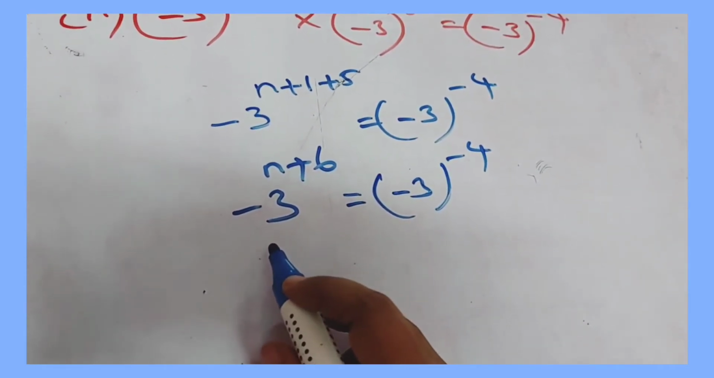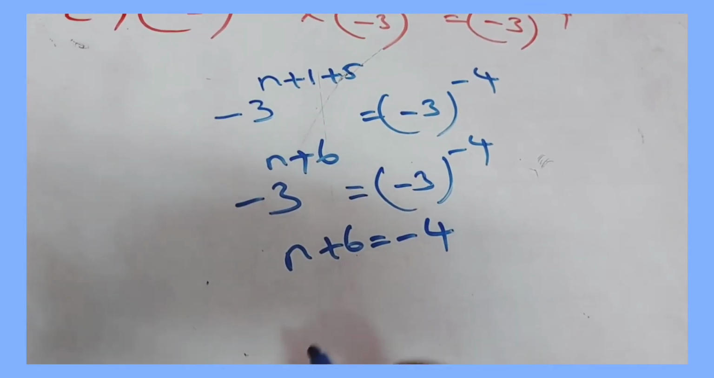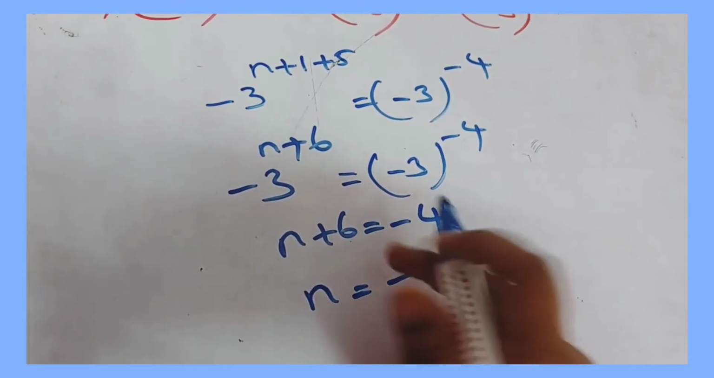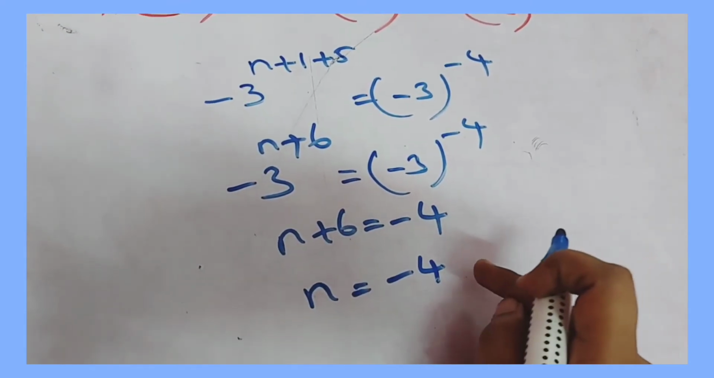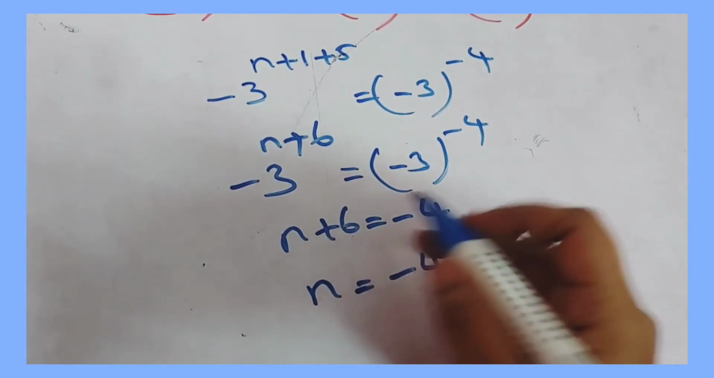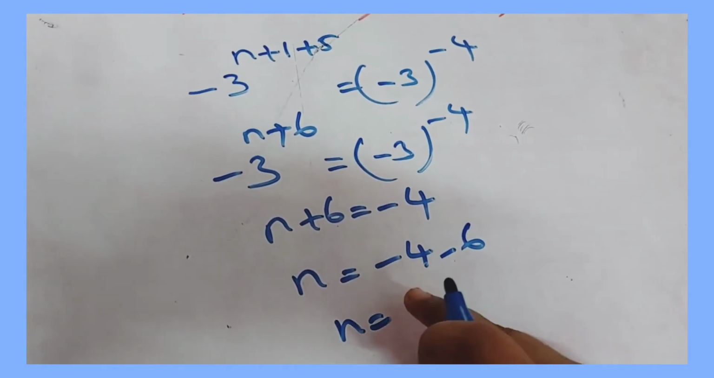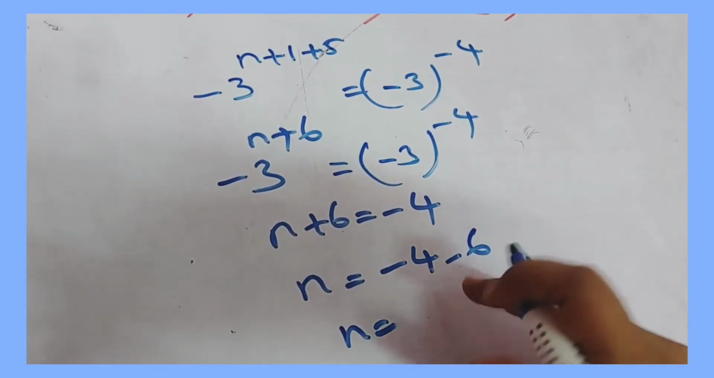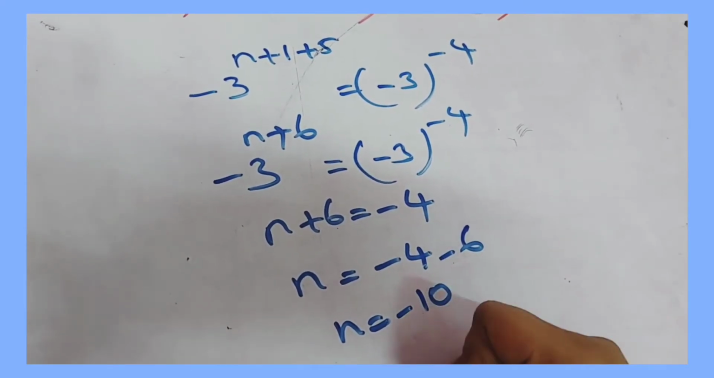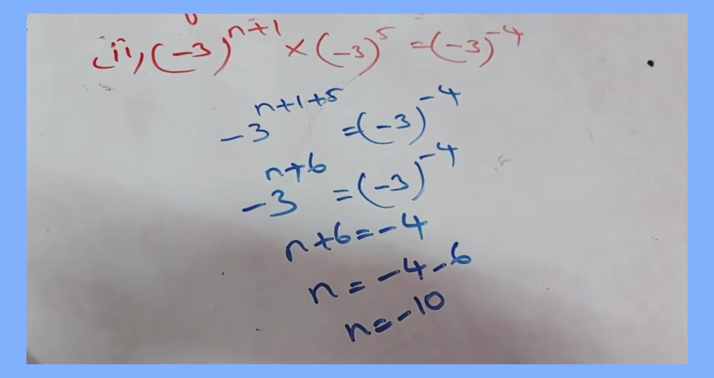So again what you have to do here, n + 6 is equal to -4 you have to take. So here n is equal to -4, again I am taking this plus 6 here. If you are taking it on the right hand side, this plus 6 will become minus 6. n is equal to, if two negative numbers are there, you have to add them, and you have to write the minus symbol. 6, 7, 8, 9, 10. n is equal to -10. So here we got the value of n.